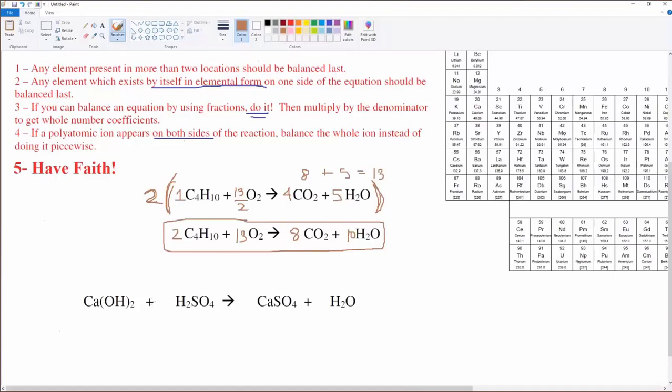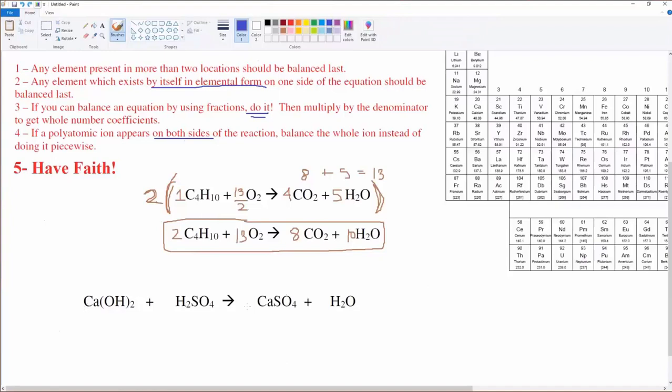Excellent. All right, let's look at this guy. This looks terrible. Does this look terrible? Oh my gosh, there's oxygens everywhere. What do I do? Okay, what I do is I ignore it for the moment. It's present in more than 2 locations, so I'm going to balance it last. But not just that, I also have hydrogen in 1, 2, 3 locations. Okay, gross. I'm going to leave those last. I'm going to focus on my calcium and my sulfate, and then we'll move forward from there, okay? And I'm going to have faith, it's going to work.